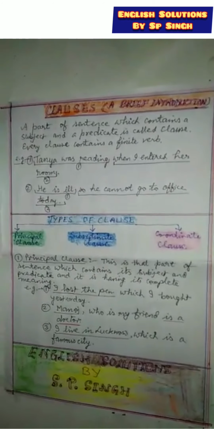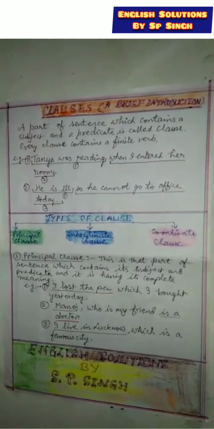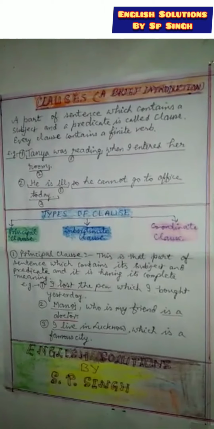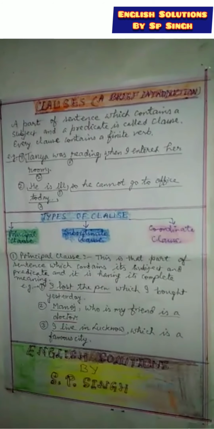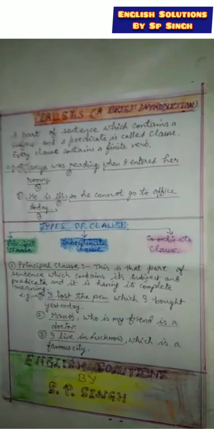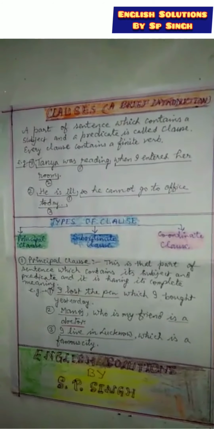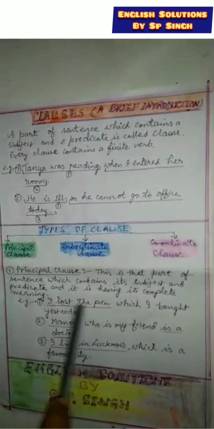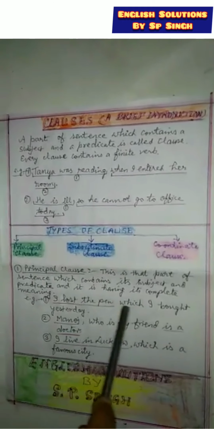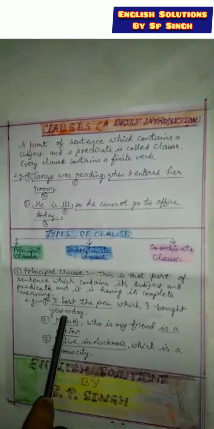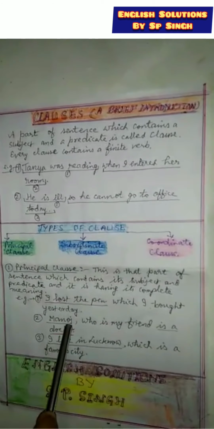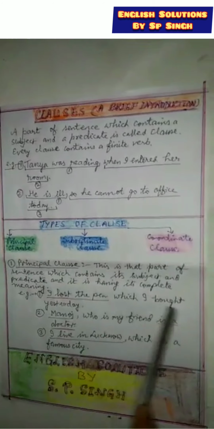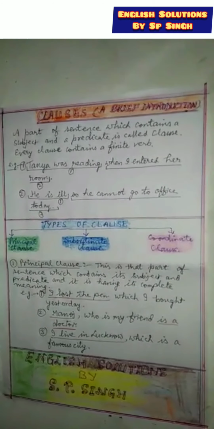And as the name suggests, a principal clause is that part of a sentence which has one subject and predicate and conveys the complete meaning. Some examples are mentioned for your better understanding: I lost the pen. This is the principal clause. The underlined four words are the principal clause. Further it is which I bought yesterday. Next is: Manoj, who is my friend, is a doctor. So the underlined words Manoj is a doctor are the principal clause.